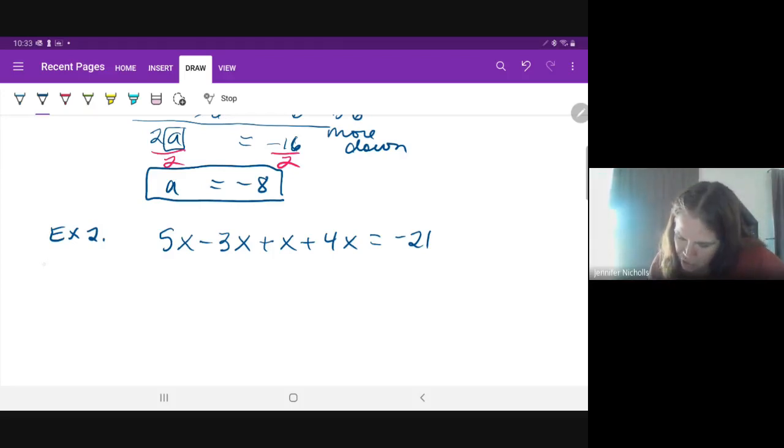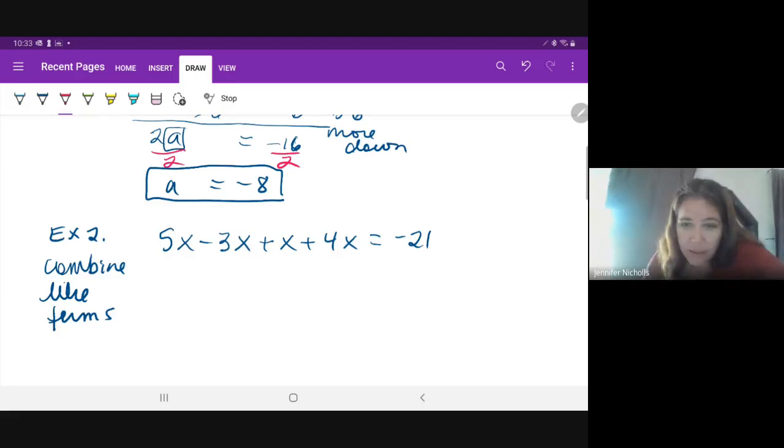So in your notes, let's write combine like terms. But in your homework, you wouldn't have to write combine like terms. Okay, what's in front of the X? What's in front of the X?